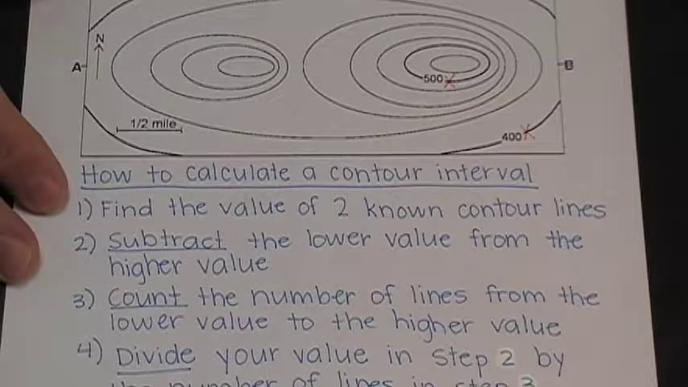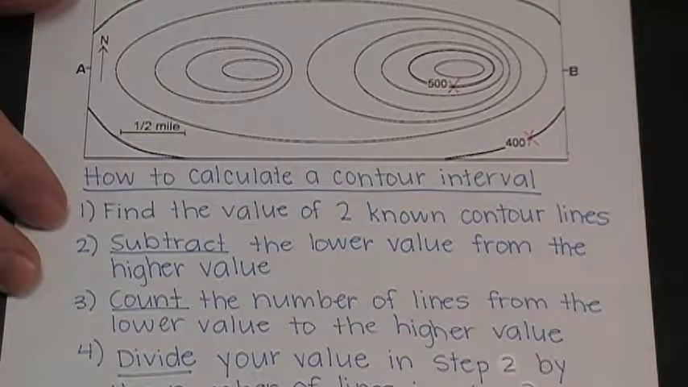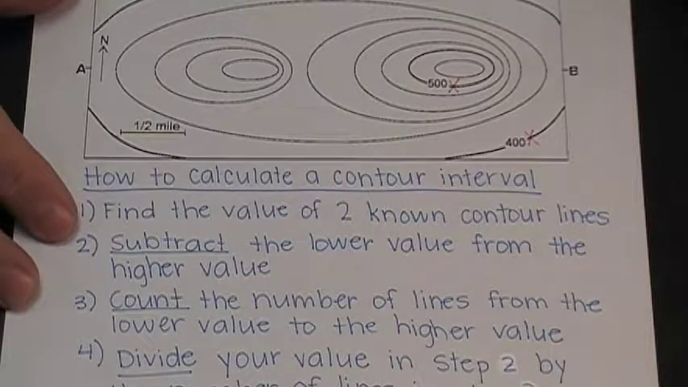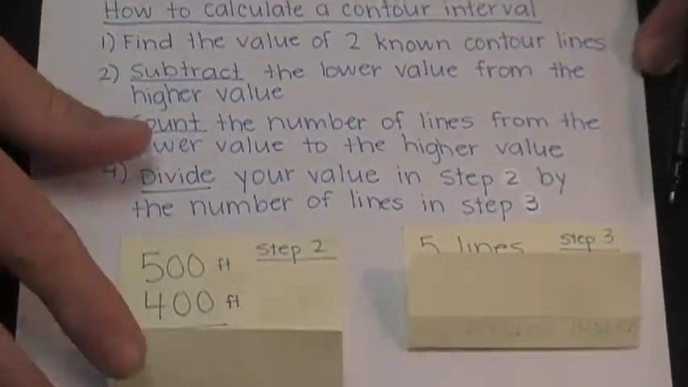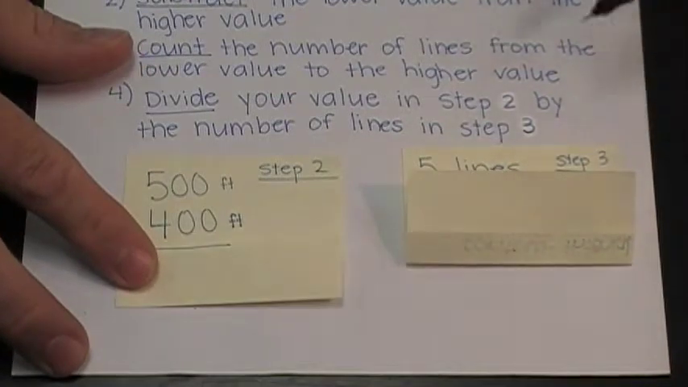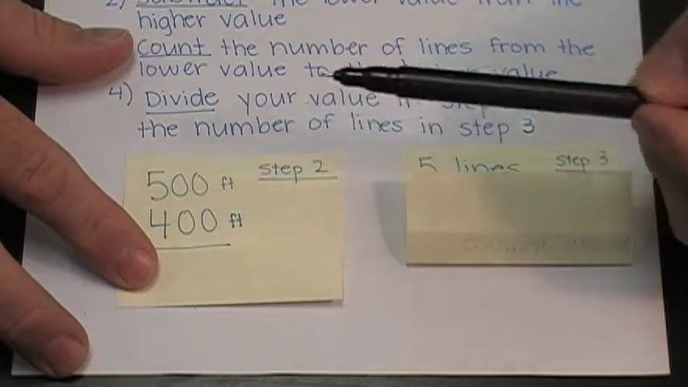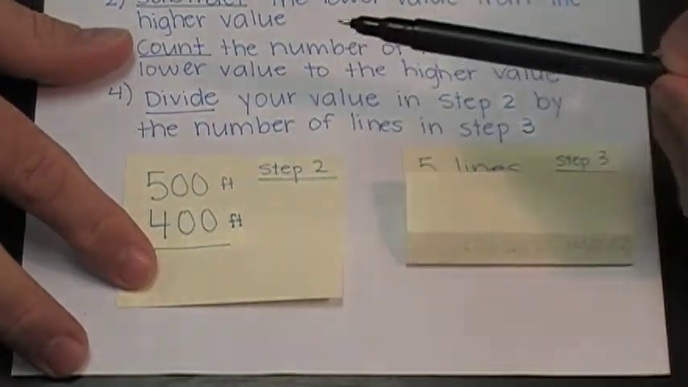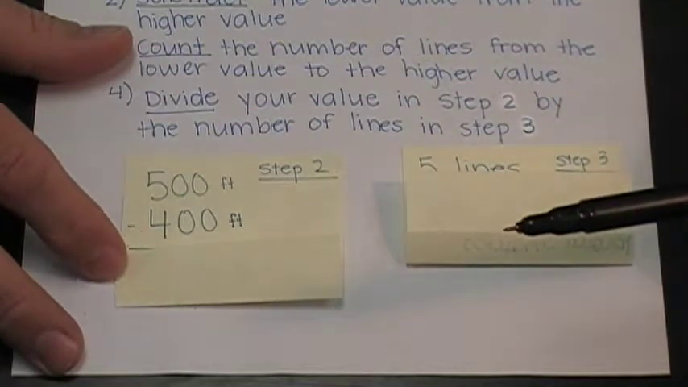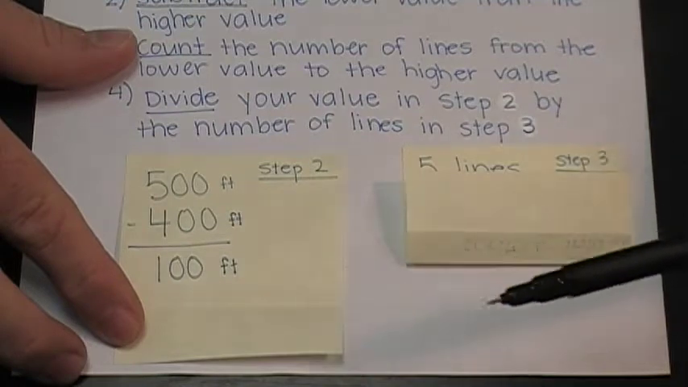Once we have figured out two known elevation lines, we need to figure out what is the difference in elevation between those two areas. That is simply done by taking the lower value and subtracting it from the higher value. So if we take a look at how that is done, we know that the lower line was 400 feet. We know that the upper line that we marked was 500 feet. So we simply subtract the lower value from the upper value, and we get 100 feet. That is the amount of change between our two known lines.